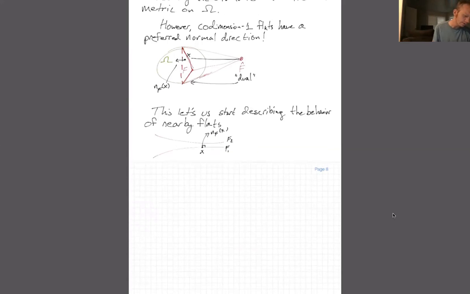And so this is sort of your foothold into this geometry, because we're interested in how flats can accumulate. Well, now we can say something about what happens to flats as they get close. And this ends up being a pretty useful tool.